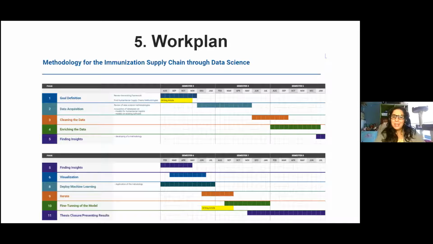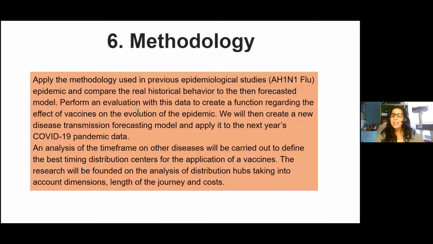And this is my work plan. Currently I'm finishing the goal definition and am in the process of submitting an article. Then I will be working on acquiring data, cleaning data, enriching data, finding insights, working on visualization, deploying machine learning if I can use it, iterating and tuning the model, and then closing the results. So I think that's all.